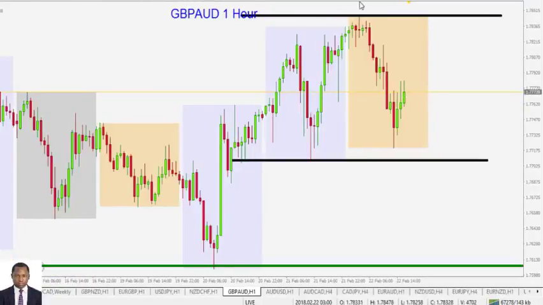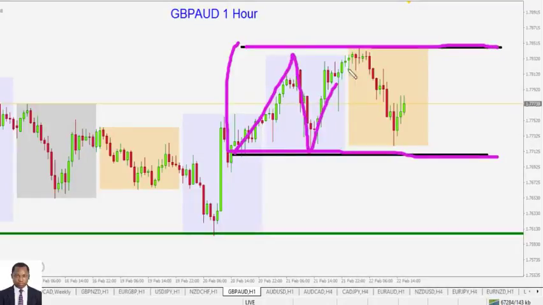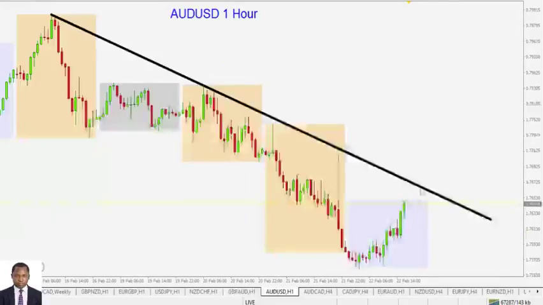The sterling pound against the Australian dollar. Also, we analyzed this yesterday, the possibility of a range. And you can see how price has been swinging within that area, but more to the upside as well.